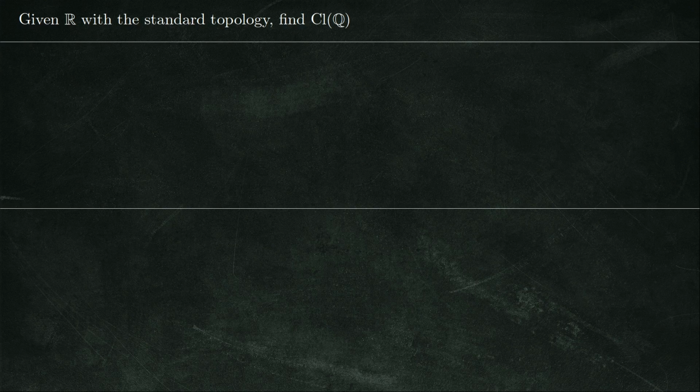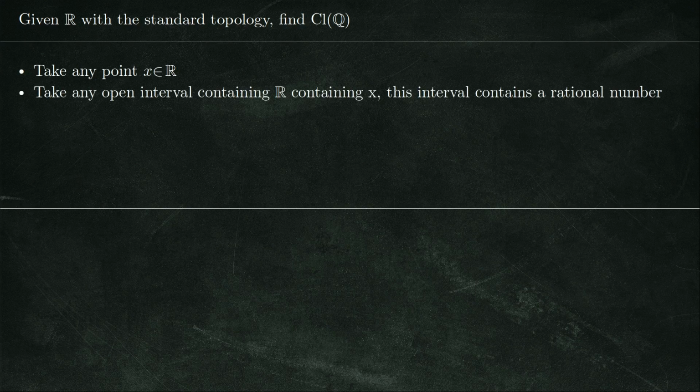Okay, this last example is kind of a bit tangential, but it's something that comes up in lots of different areas of maths, and you've probably seen something like this before if you've taken real analysis. So given R with the standard topology, find the closure of the rationals. So if we take any point, so any number on the real axis, take any open interval containing the point x, well, this interval will always contain a rational number, and therefore the closure is the whole real line.